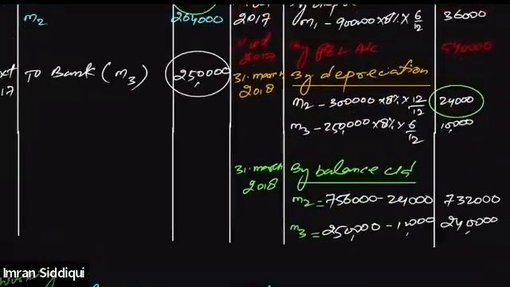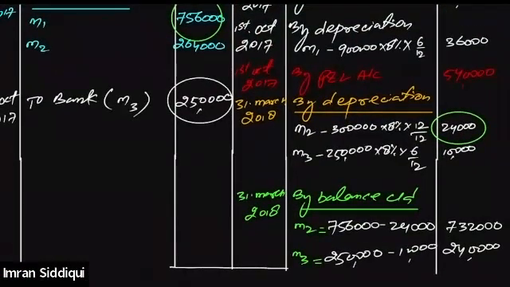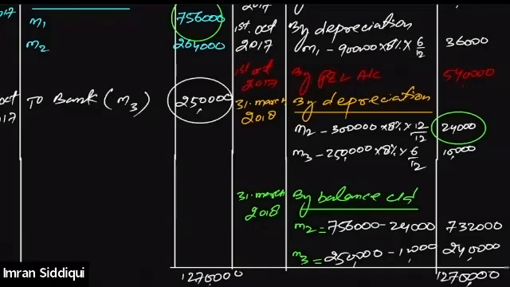Okay. Now we will total both the sides of the account. Totaling the debit side first, it will be 7,56,000 plus 2,64,000 plus 2,50,000. This is 12,70,000. And this will also be 12,70,000. Got it, everybody? Is this clear? Yes or no? Yes, sir.